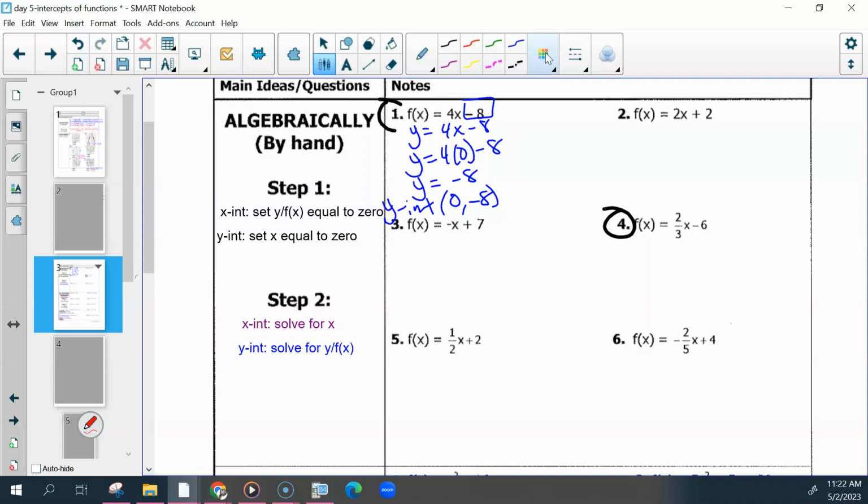X-intercept, your y value has to be 0. So we changed this to y already. Instead of y, we're now going to replace it with 0, and we're going to solve for x. How would we do that? How would we get x by itself? You said add. Add 8, sorry. Add 8.